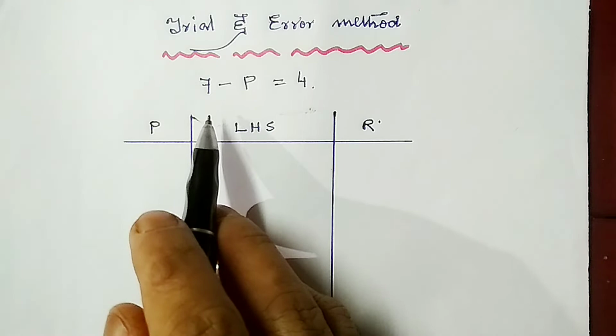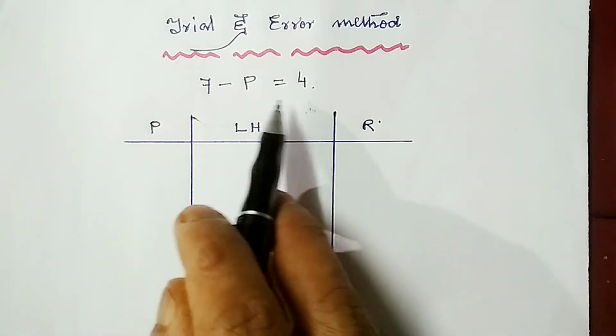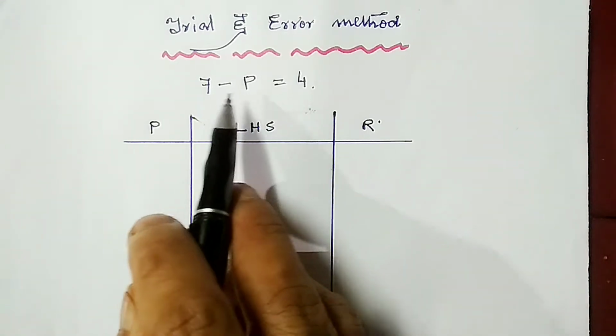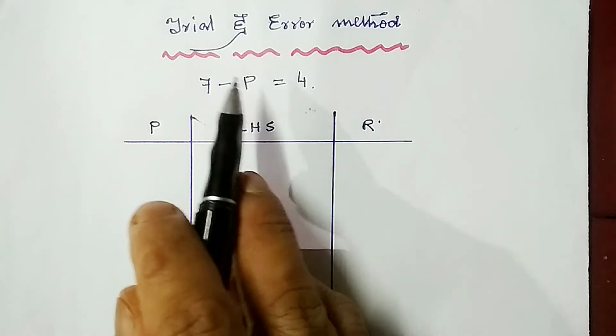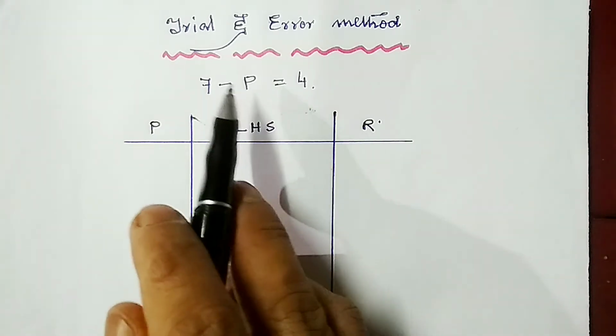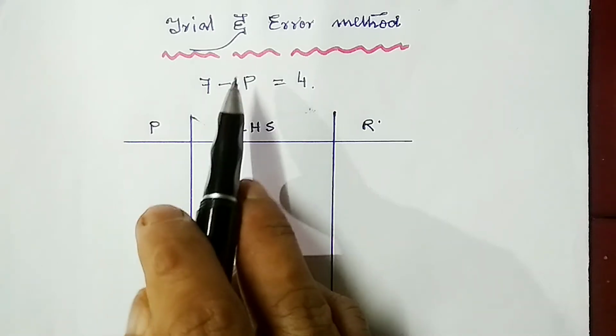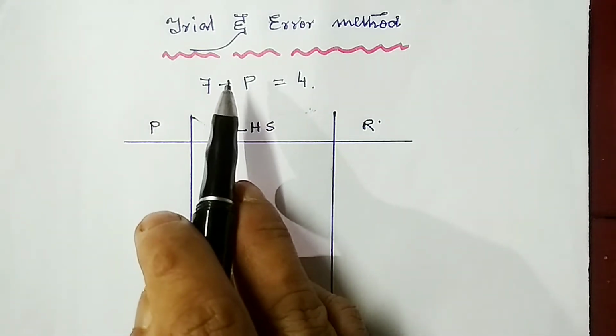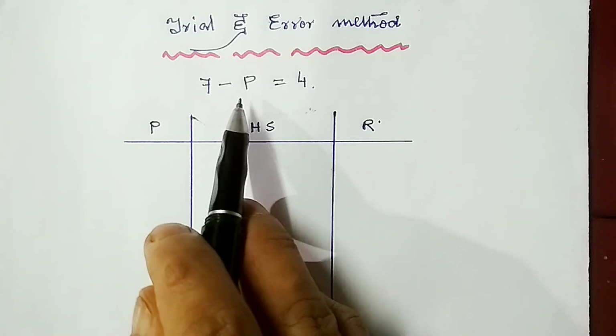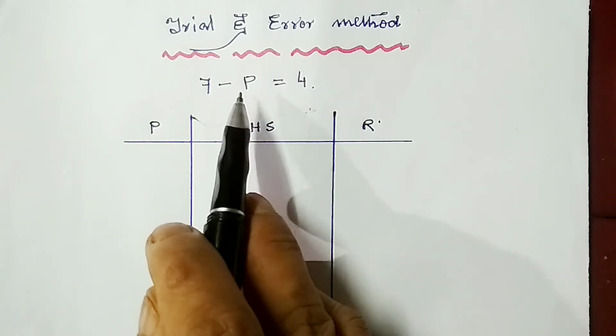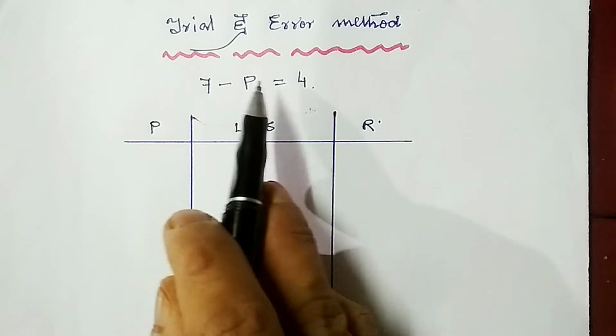Suppose one linear equation is 7 minus p equal to 4 and we want to find the value of p by trial and error method. We have to try with different numbers. If it is wrong, we have to try with the next number and we have to continue till we get the value of p for which left hand side will be equal to right hand side.